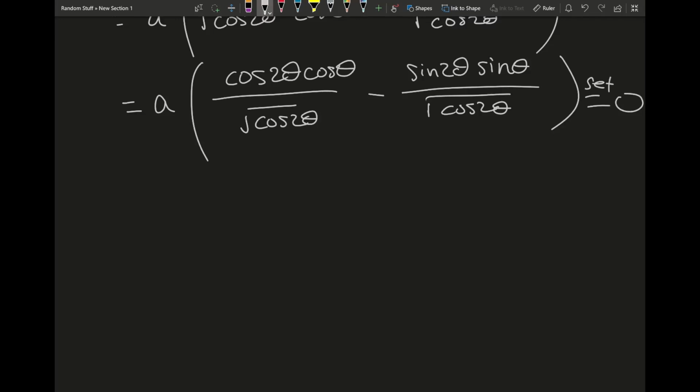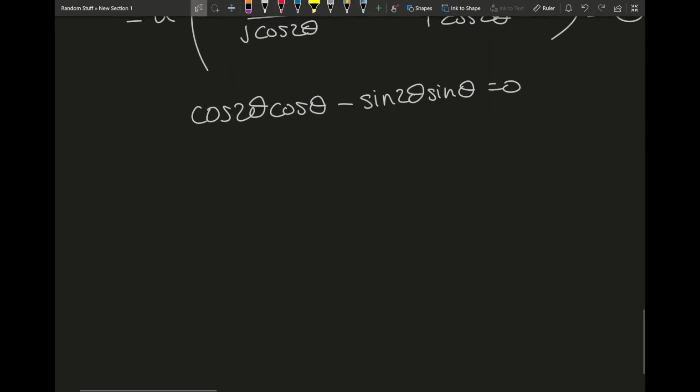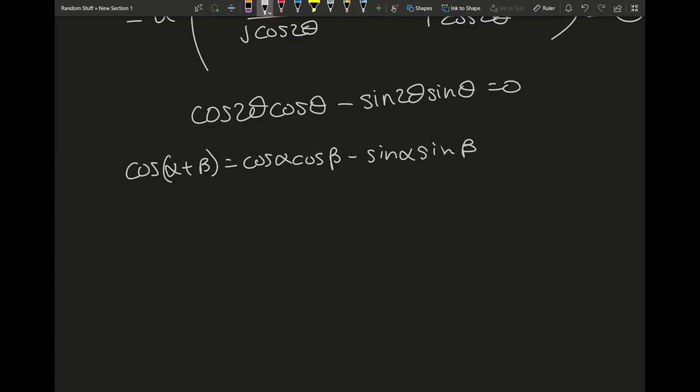Now what we're looking for is for this top part to equal 0. So cosine 2 theta cosine theta minus 2 theta sine theta is equal to 0. If you know your trig identities, then you will know that cosine of alpha plus beta is equal to cosine alpha cosine beta minus sine alpha sine beta. And look, this is in the same form, so this is actually cosine of 3 theta equal to 0.